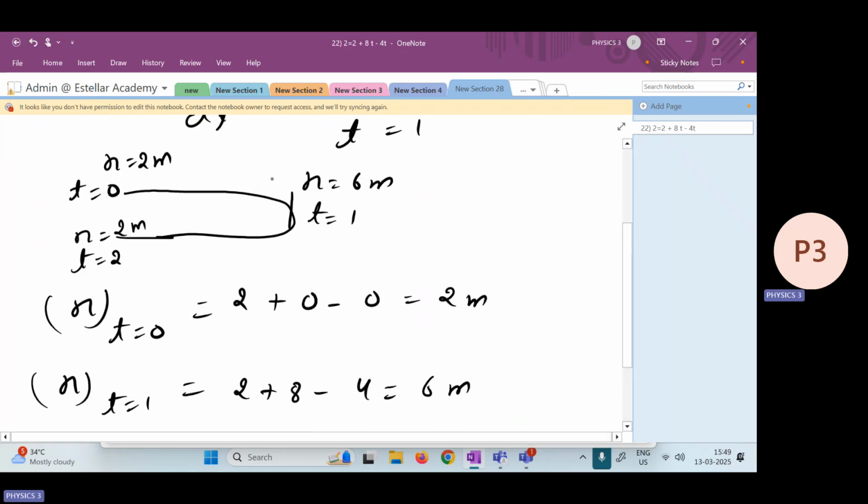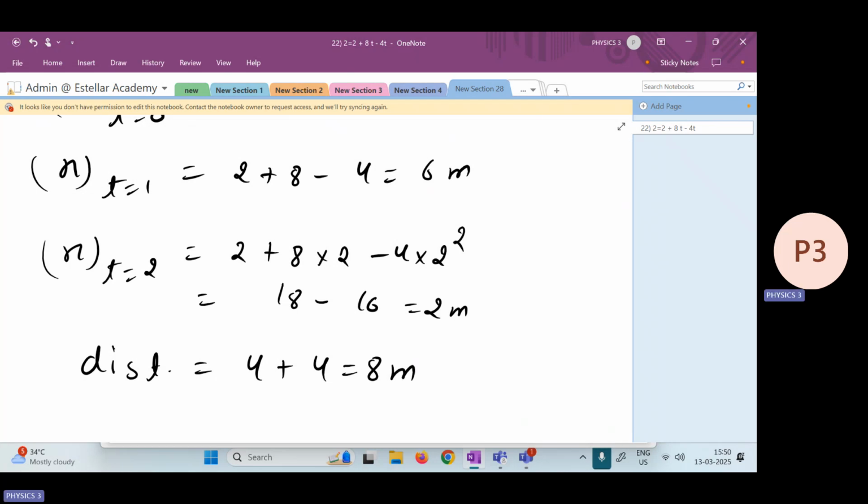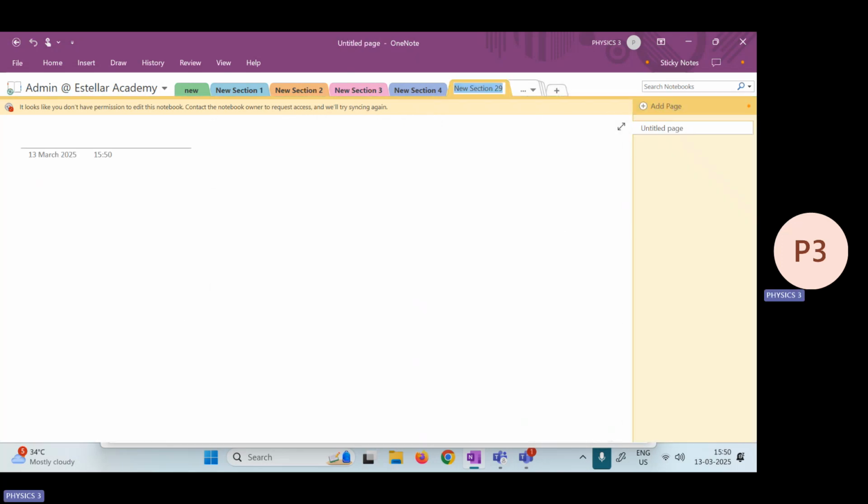So between 2 meter to 6 meter, it travels 4 meter. And between 6 meter to 2 meter again, it will travel 4 meter. So total distance would be 4 + 4, which is 8 meter. Total distance would be 8 meter. So B option would be the correct answer. Right? B option would be correct. Now let's go for the next question, 23rd question.